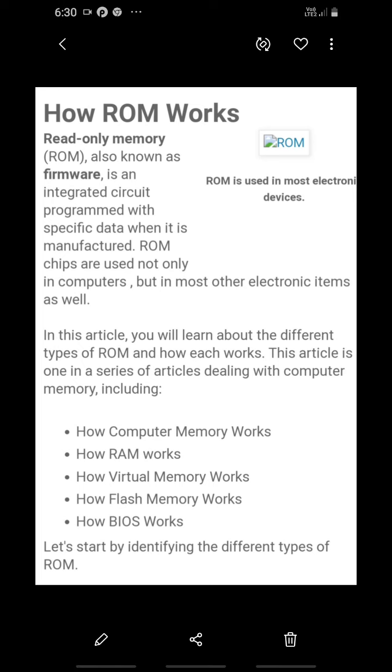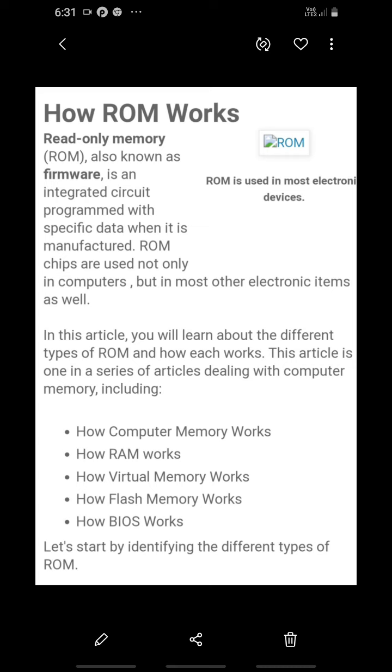In this article, you will learn about the different types of ROM and how each works. This article is one in a series of articles dealing with computer memory, including how computer memory works, how RAM works, how virtual memory works, how flash memory works, how BIOS works.